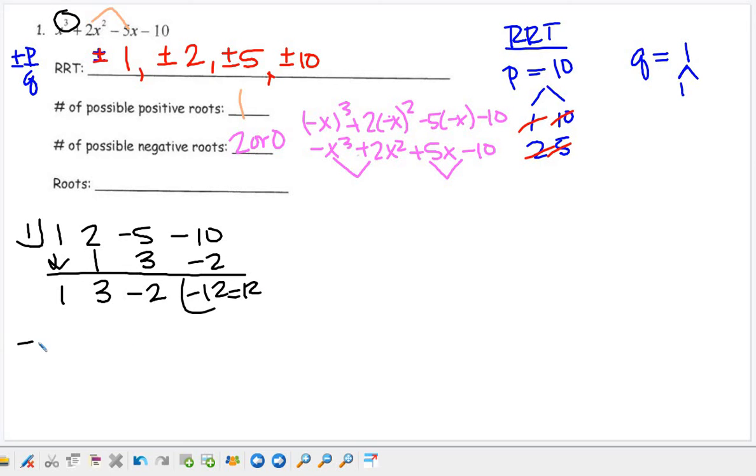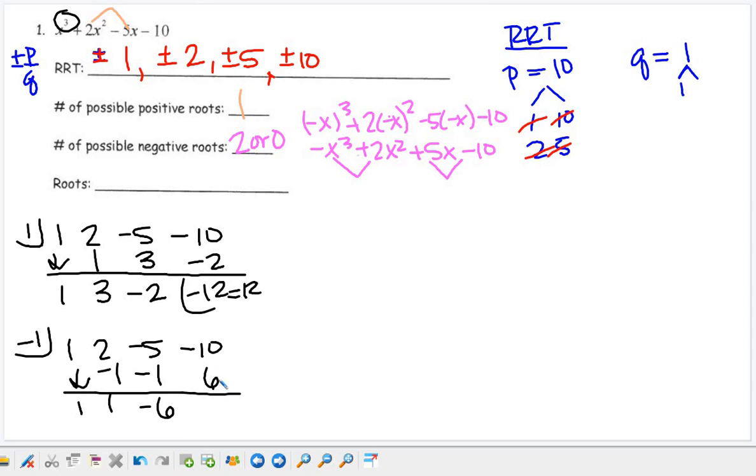Okay, so maybe try negative 1. So we have 1, 2, negative 5, negative 10. 1 times negative 1 is negative 1. 2 plus negative 1 is 1. Times negative 1. Still not it.